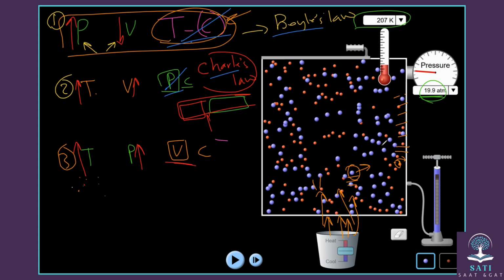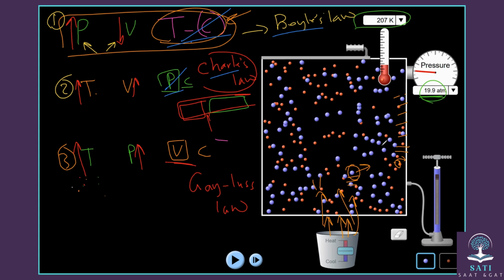So when we increase the temperature, pressure will increase when the volume is constant, and this is called Gay-Lussac's law.